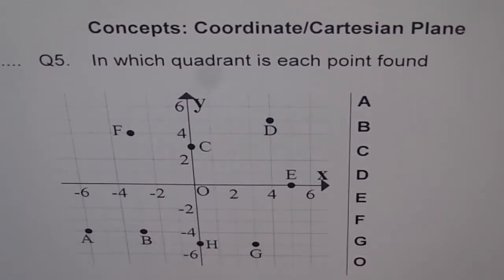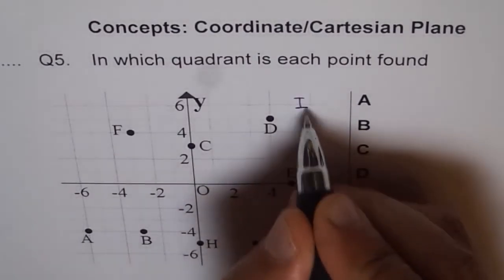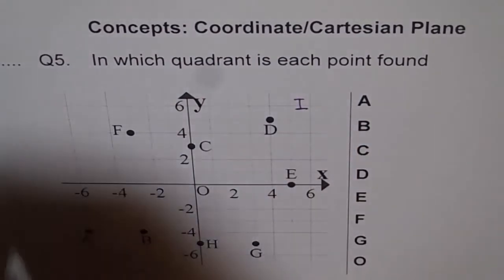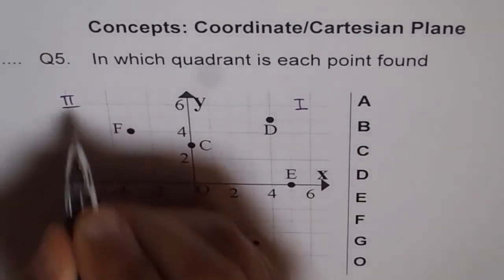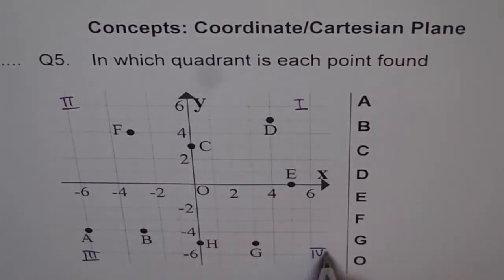Question 5. In which quadrant is each point found? Well, now you know the quadrants. Which are the quadrants? We have quadrants starting from the right hand corner, and we name it as 1, and it goes counterclockwise. So it is 2 here, 3 here and 4 here, right?